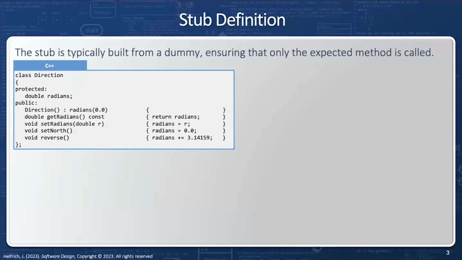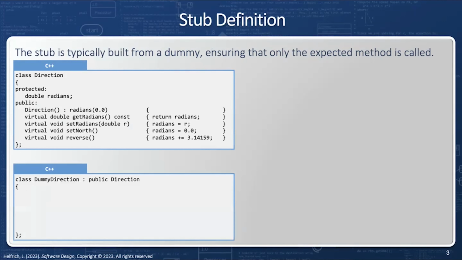For an example, let's say I have a class called direction, and I have an attribute, and I have a constructor, and I have a getter and a bunch of setters. Now, what I like to do is create a stub for direction. So the very first step is I have to make the methods in the direction class virtual. And this allows me to create derived classes from it.